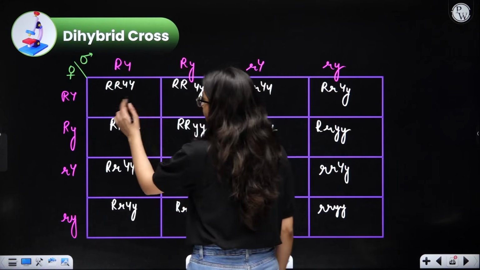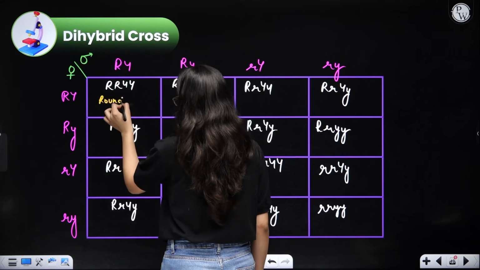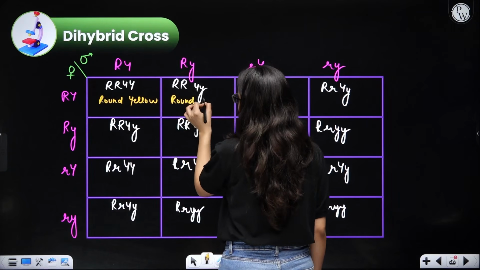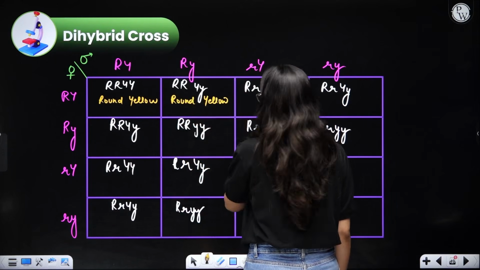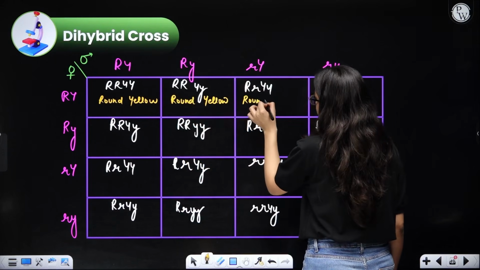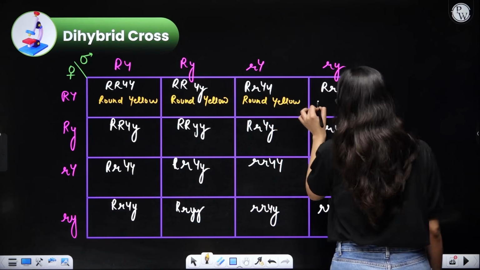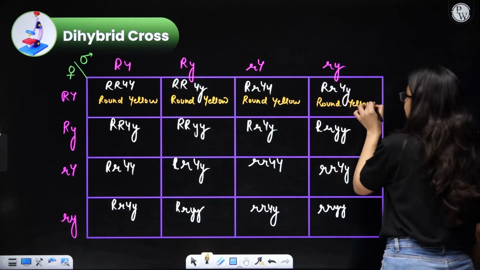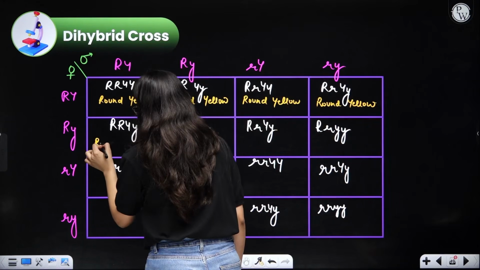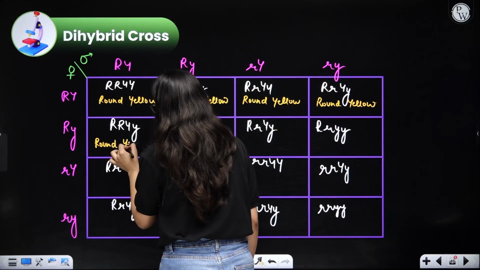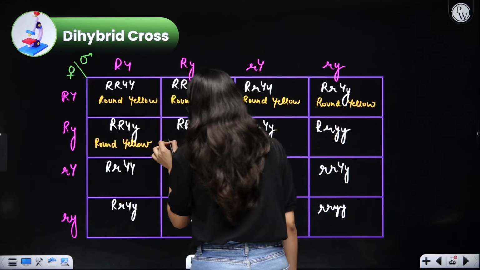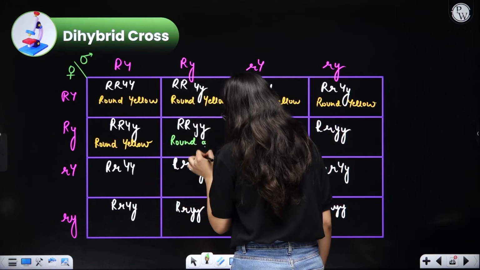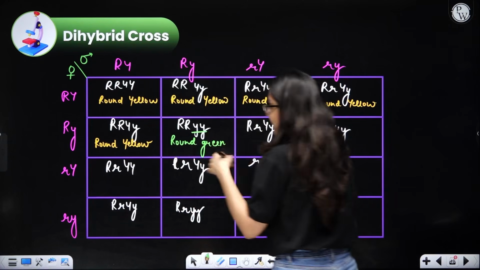Okay, this has both dominant, so this will be round and yellow. Round, yellow. Okay, again we will be over here having round because it has both the capital R, and again one is there which is capital Y, so round and yellow. Over here again we have round and yellow. Then again we have round and yellow because we have one dominant allele each over here for both the characters. Then again over here we will also have round yellow because round is in homozygous dominant and yellow is in heterozygous. Over here we will have round but green, so let me write round but green because this particular over here is in recessive condition.